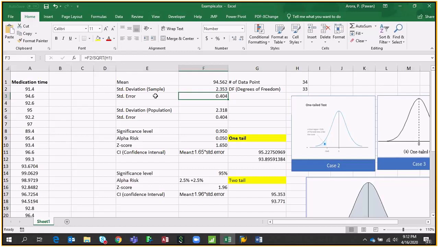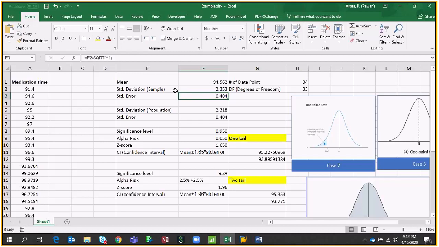And mostly we have the samples. For example, my line is running and I'm collecting sample 1, sample 2, sample 3, sample 4. Same way the medication time, you can see I have collected the data of 34 people. I have given the medicine and checked the medication time for that particular medicine on those people. So these are the samples. That is why we are calculating standard deviation of sample and the standard error of these samples.